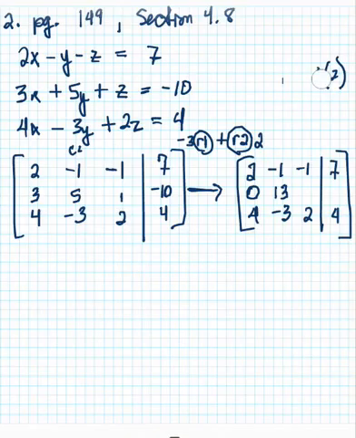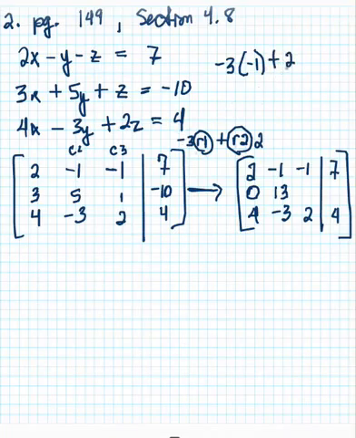And then now let's do the next one. Let's do column 3 now. So -3 times -1, and we're going to add that to 1 times 2, 2. So it looks like I'm going to get 5. So far so good?